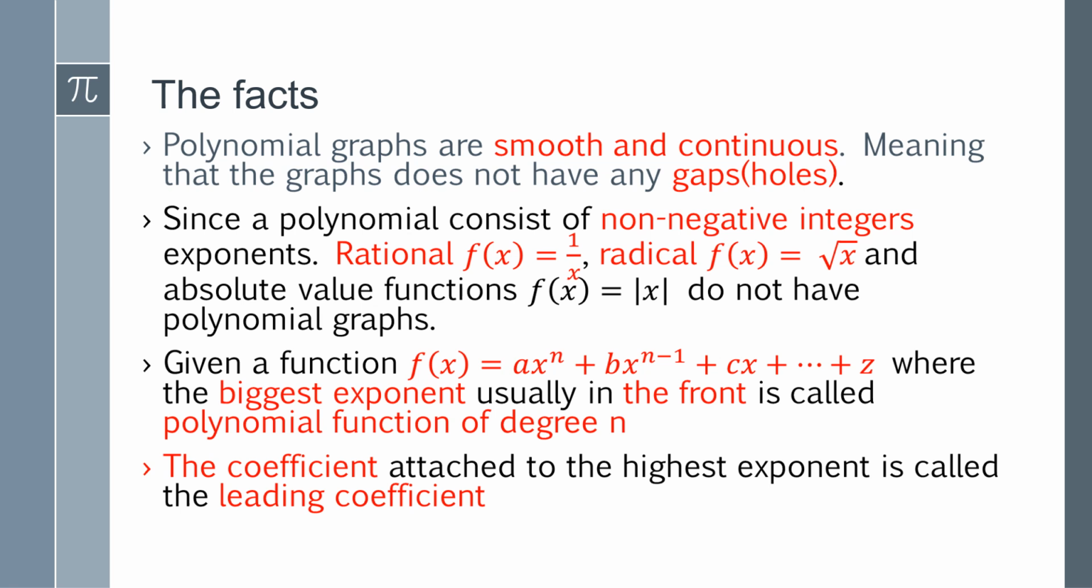Given a function of ax^n + bx^(n-1) + cx + ... , where the biggest exponent, usually in the front, n, is called the degree of the polynomial function. The coefficient attached to the highest exponent is called the leading coefficient. So let me explain all this because I know this is a lot.